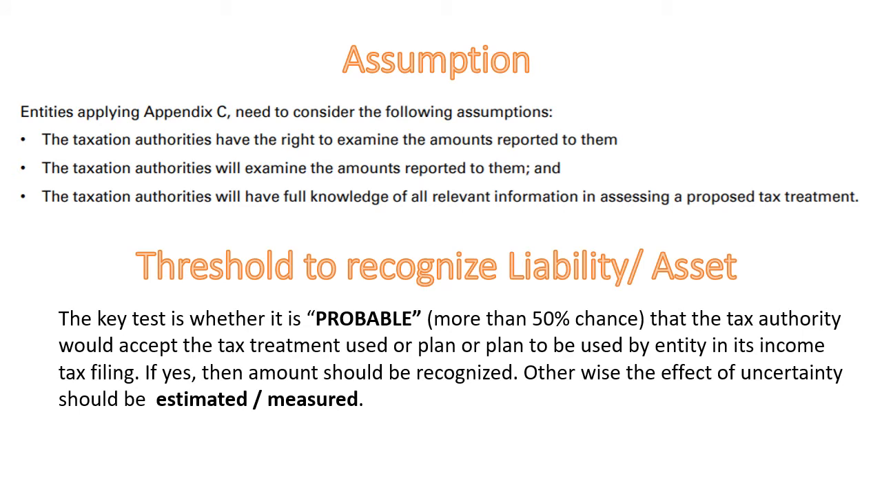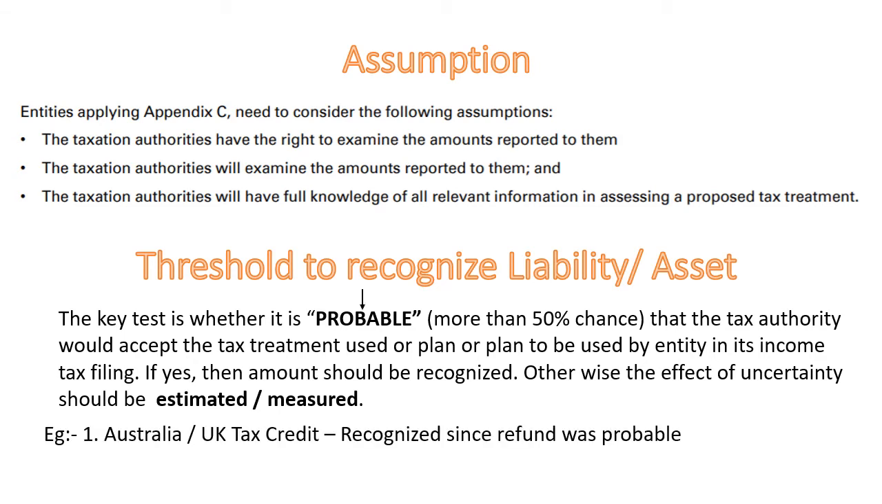Moving on to threshold, that is, when will it be recognized. The key test here is probable. Probable in general parlance means more than 50% chance of a thing or event occurring, and in case of financial statements, more than 50% chance that the tax authority will disallow the expenditure or make addition to total income. Therefore, in a nutshell, if it is probable the tax authority will accept our contention, then one can pass the entry. If not, then the effect of uncertainty should be measured.